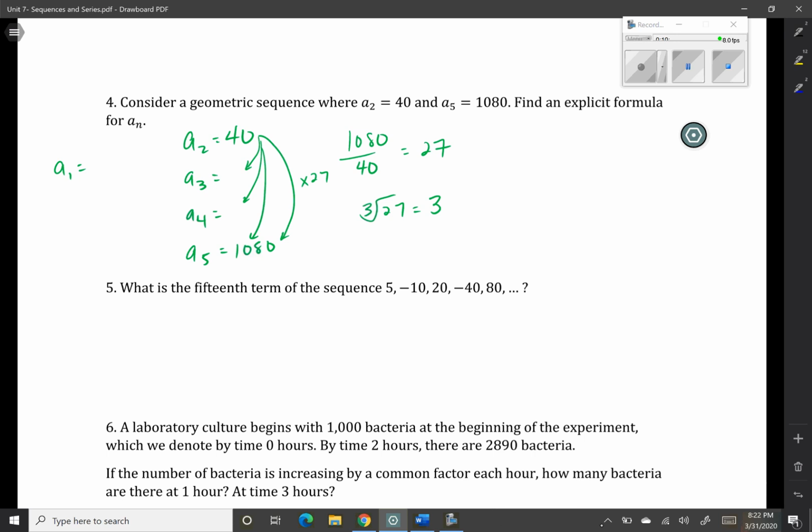Now, if you're not 100% positive if you did this right, you could always check it. 40 times 3 is 120.